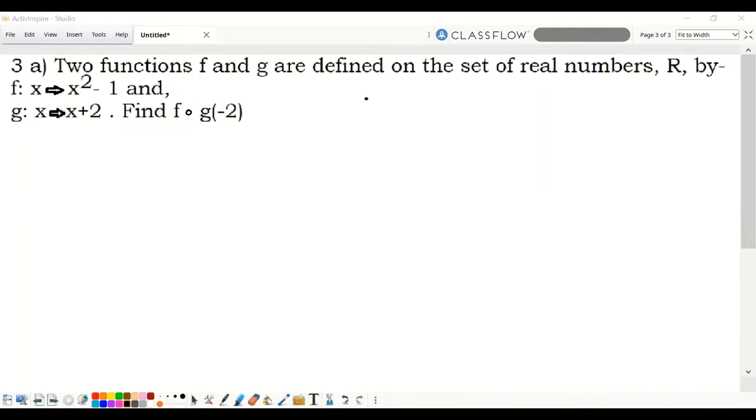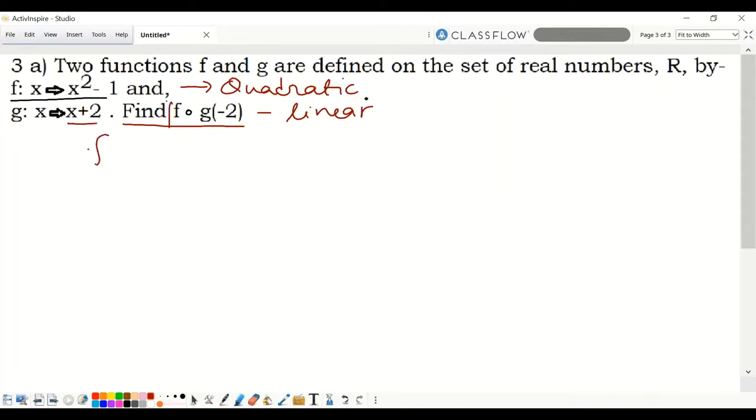This is question number 3 of WASSCE 2020 Elective Math. In this, they say that there are two functions. First function is f(x) such that it is x squared minus 1. Basically, this is a quadratic function. And the second one is g(x) equals x plus 2, which is a linear function. But they ask a very simple question, what is f of g at x equal to minus 2? That's what we read.